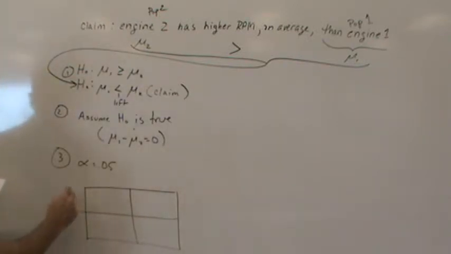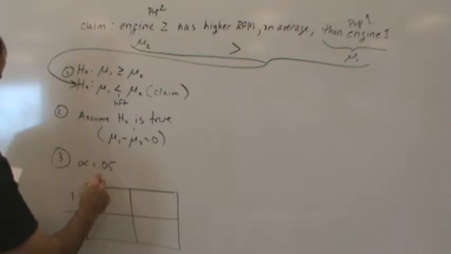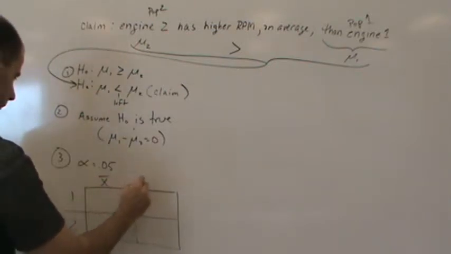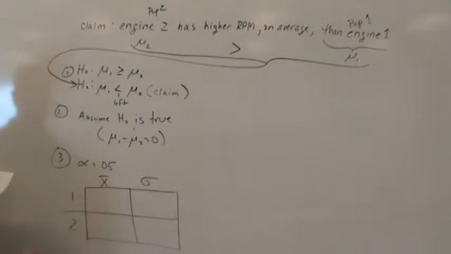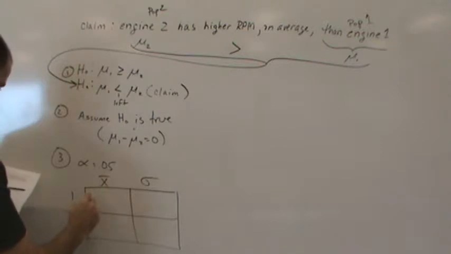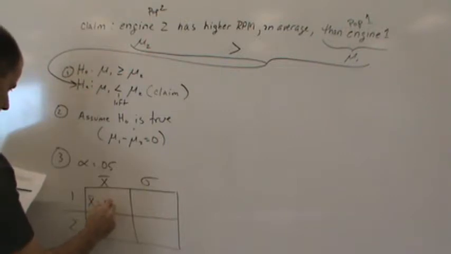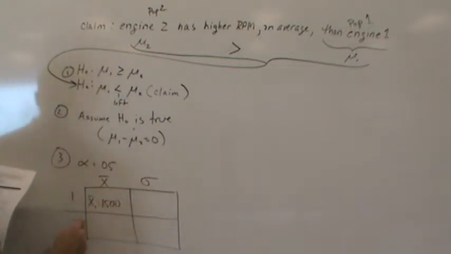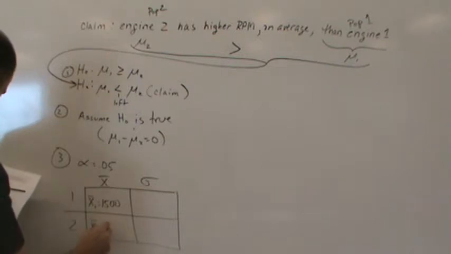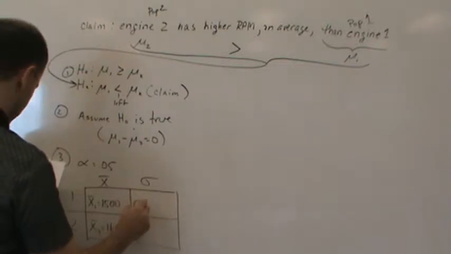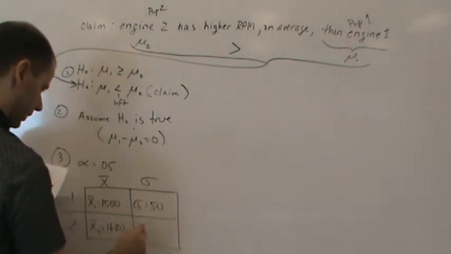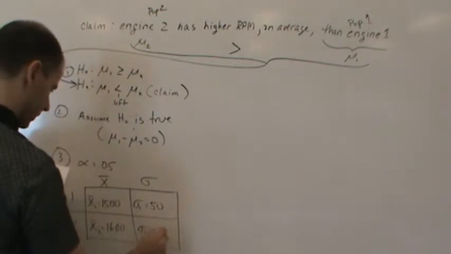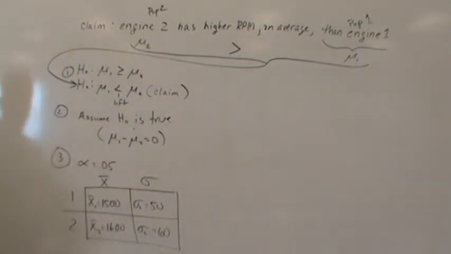Okay, so here's engine 1, engine 2. This is X bar and sigma, the population standard deviation. So they give it to us. And so now X bar 1 equals 1500 RPMs. X bar 2 equals 1600 RPMs. Sigma 1 equals 50, and sigma 2 equals 60. Okay, so that's the information they give us.